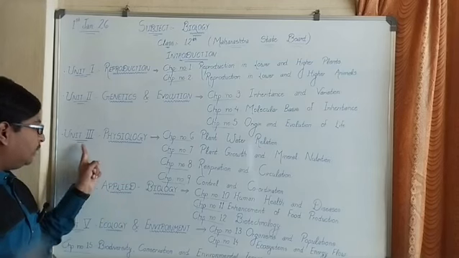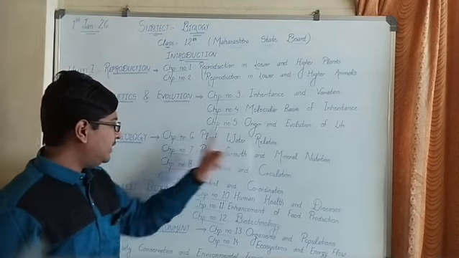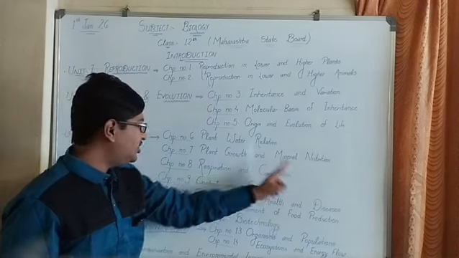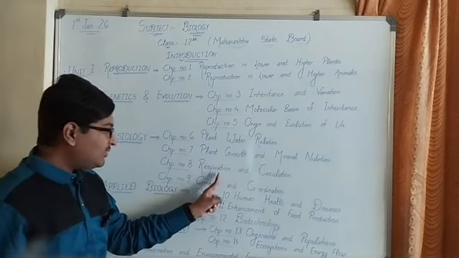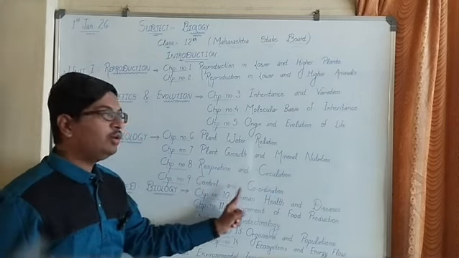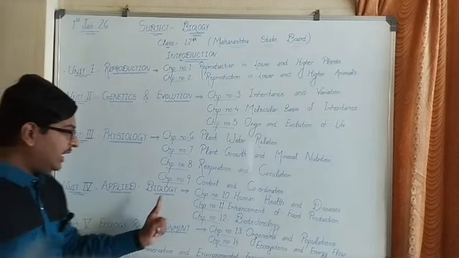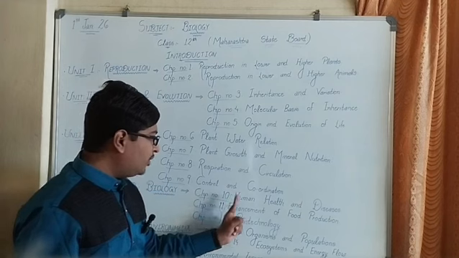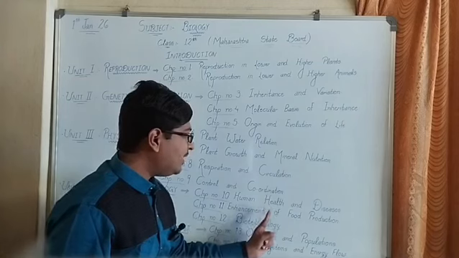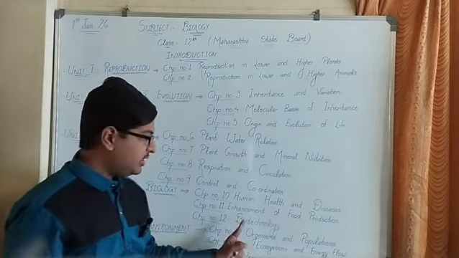Under unit number 3, which is physiology, we have chapter number 6, which is plant water relation, chapter number 7, which is plant growth and mineral nutrition, chapter number 8, which is respiration and circulation, chapter number 9, which is control and coordination. Under Unit 4, which is applied biology, we have chapter number 10, which is human health and diseases, chapter number 11, which is enhancement of food production, and chapter number 12, which is biotechnology.